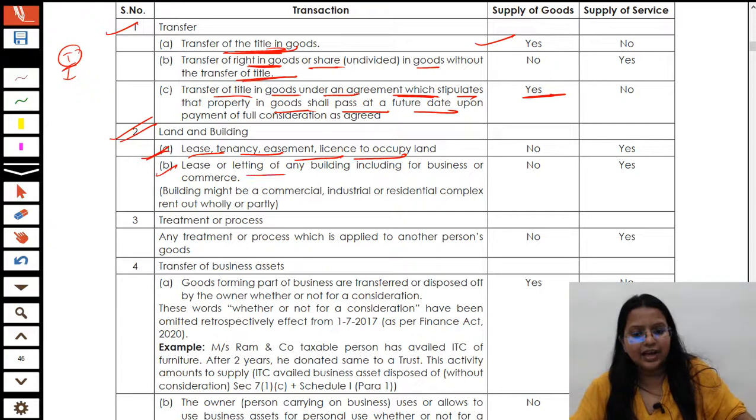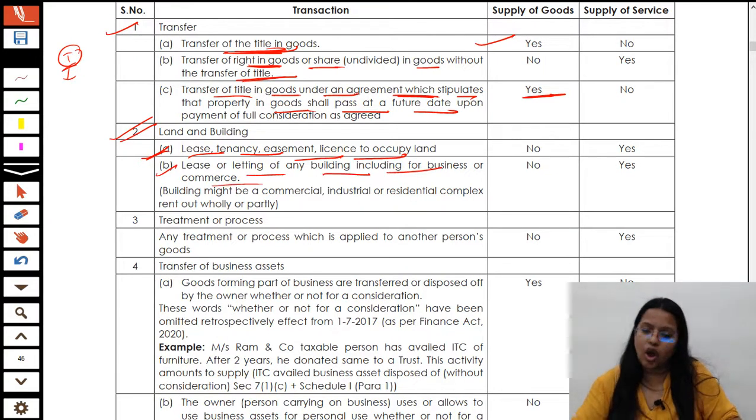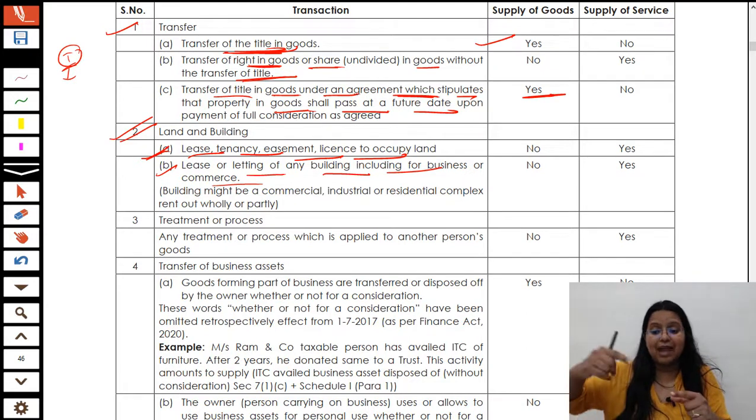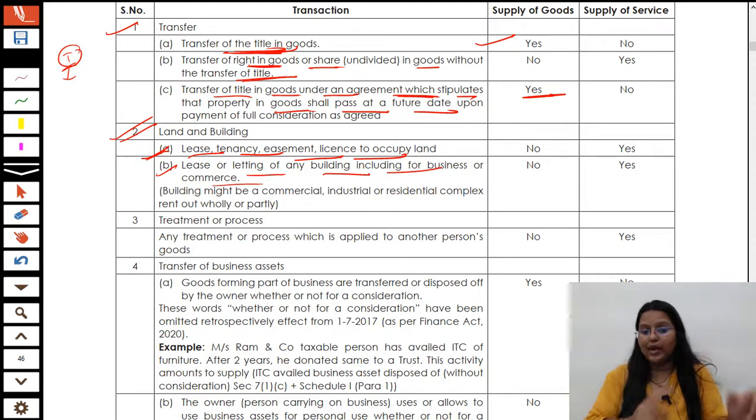Second is lease or letting of any building, including for business or commerce. So the building might be for a commercial purpose, for residential purpose, for any purpose. It will be a supply of service. They are giving it on rent.